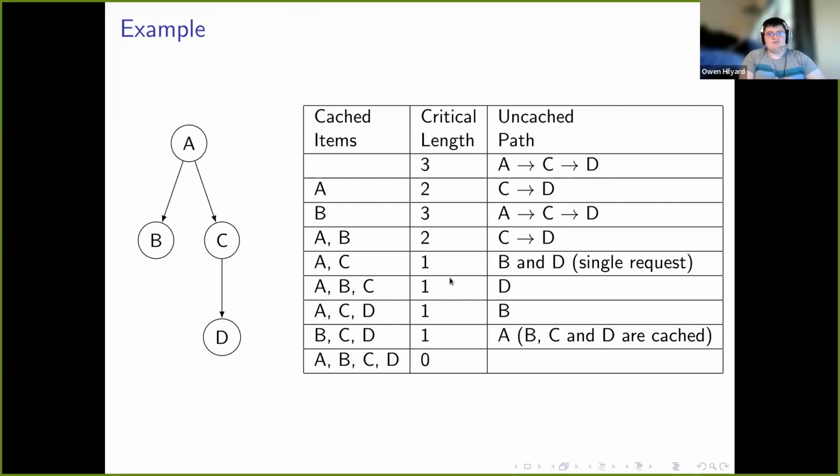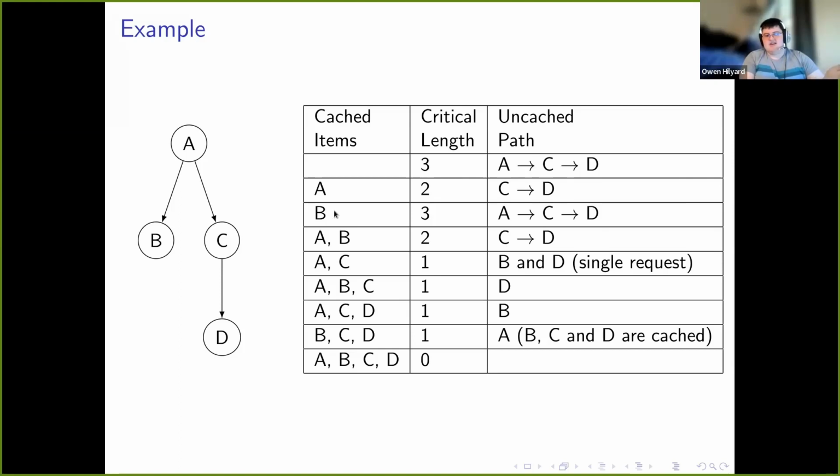So, for example, here, if we have nothing in the cache, the longest uncached path is A, then C, then D. And we have a critical length of 3. If we cache A, then we only need C and D from the database. We also need B, but that's not on the longest path.